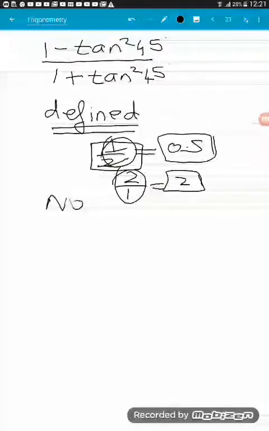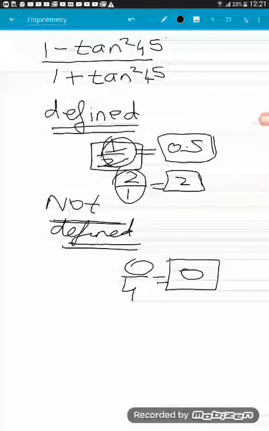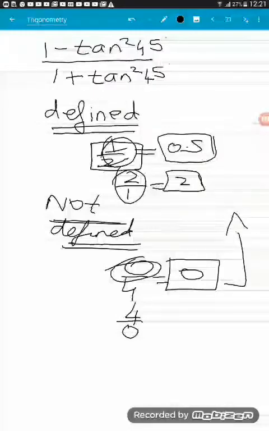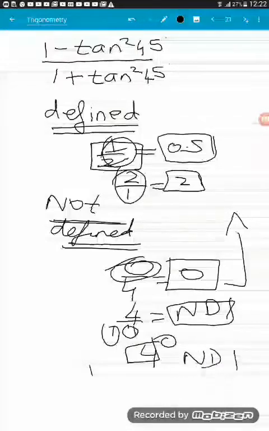If it is not defined, for example 0 by 4, we can write only 0, since 0 is the numerator, and 0 we can write. That is also defined, it comes under the category 0. But 4 by 0 is not defined because we don't know the answer for this. You can't write 0 directly or 4 directly, therefore it is not defined, so we will write it as not defined.